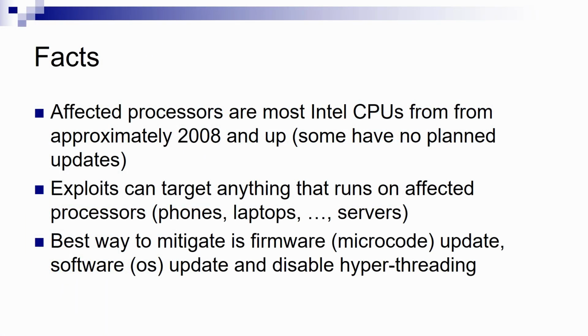First, let's talk about the facts. Affected processors are only from Intel, and I approximated that the affected ones start from 2008 and up. But unfortunately, not all processors will receive microcode updates. The exploits target anything that runs on the affected processors. This means phones, laptops, desktops, servers, and so on. Washing machines, doesn't matter.